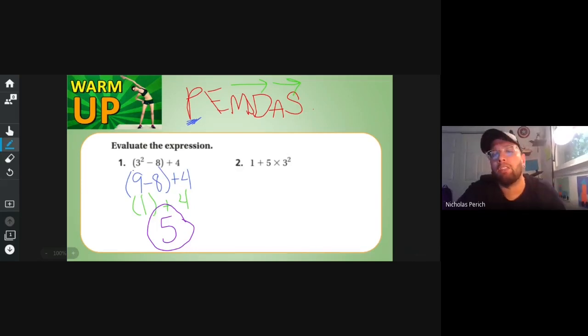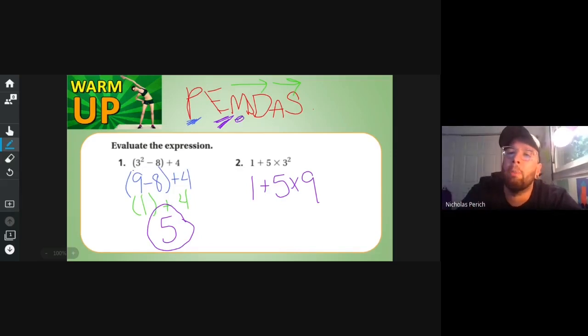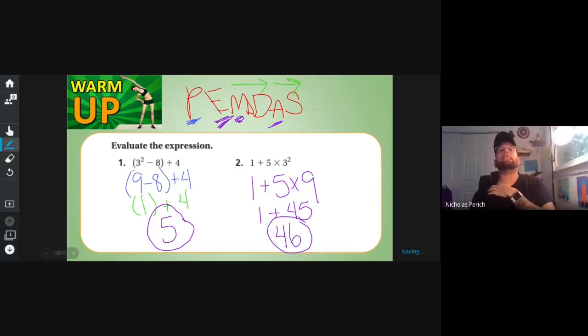Problem 2. I have 1 plus 5 times 3 squared. What do I do first? 3 squared because it's the exponent. 1 plus 5 times... Oh, look, 3 times itself is 9 again. Now I have 1 plus 5 times 9. What do I do first? The plus or the times? The times, of course, because multiply comes before add. So 5 times 9 is 45. And 1 plus 45 is 46, baby. Easy.